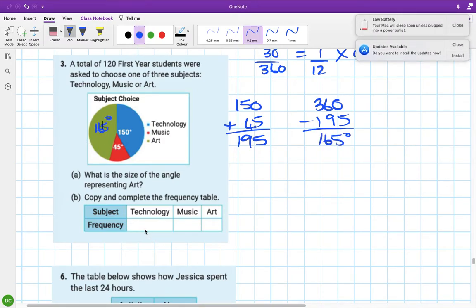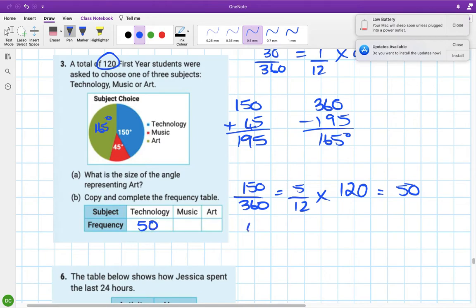Okay. So copy and complete the frequency table. Technology is 150 out of the 360, which is 5/12ths. And it's 5/12ths this time of 120 students. So that's 50.